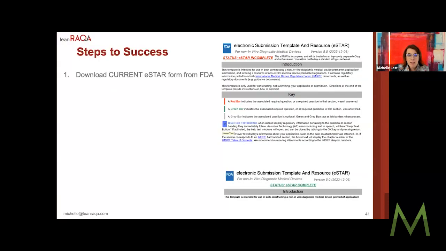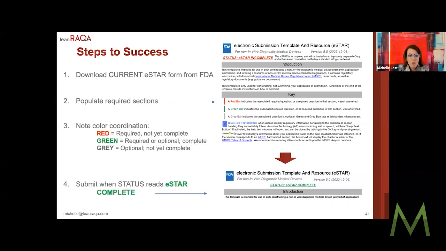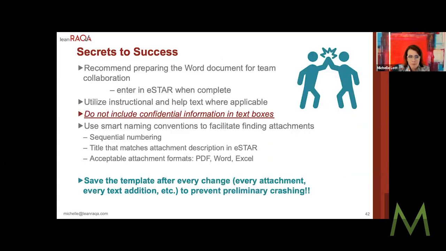So to optimize the process, your steps to success start with downloading the current eSTAR form from the FDA. And bless your heart if you started compiling your eSTAR and then they changed the template halfway through, right before you were ready to submit. Populate the required sections. Note the color coordination: red is required, green is required or optional to complete, and gray is also optional. Then you can submit when your status bar turns green and says it's complete.